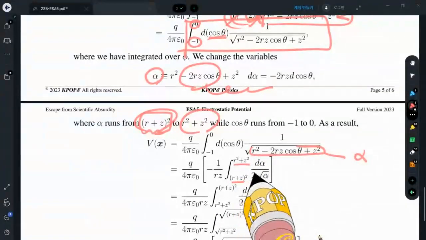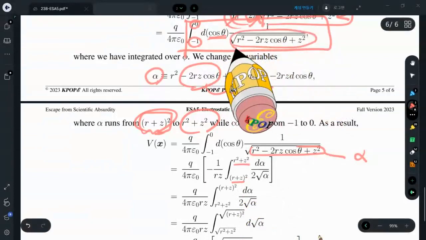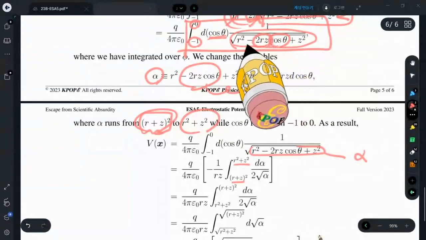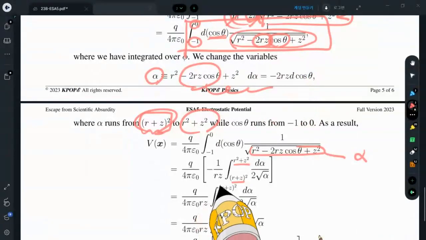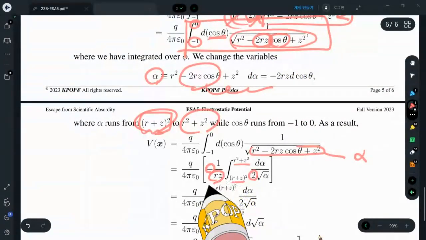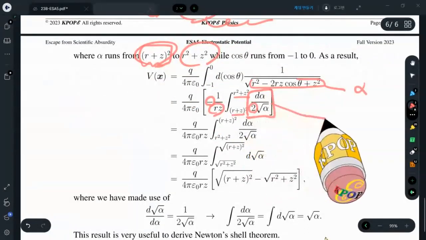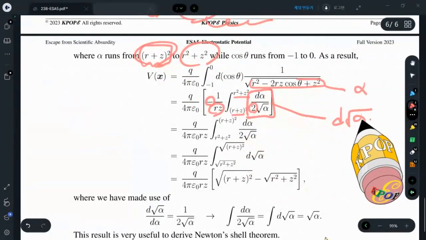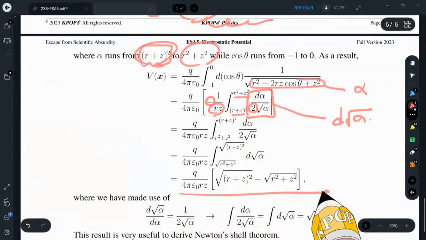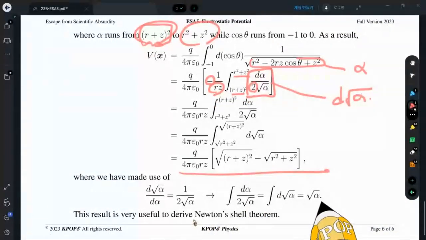What is the original factor of 2? Because I have replaced the whole thing as alpha, the change in cosine has an additional factor of -2rz. So -2 appears here. And a high school student can integrate this one. This is d square root alpha. And then the final result is nothing but this. Our integral table is not really complicated.